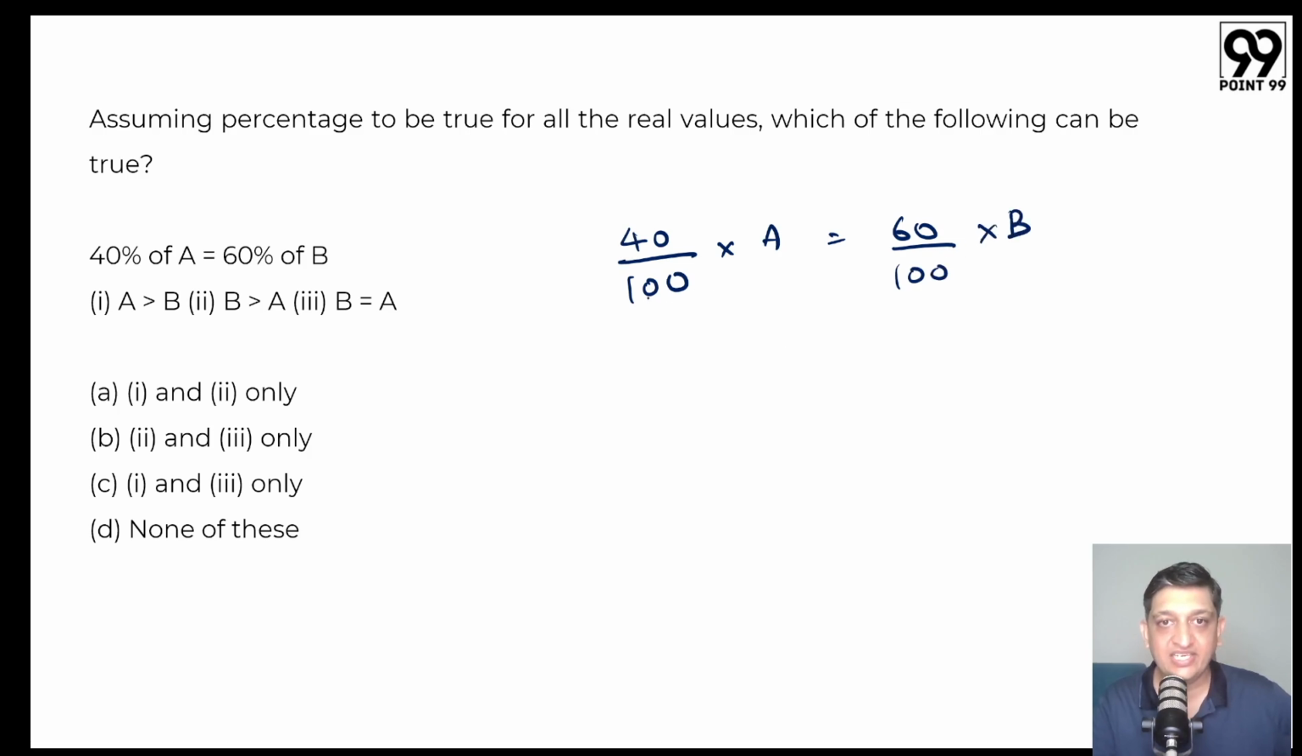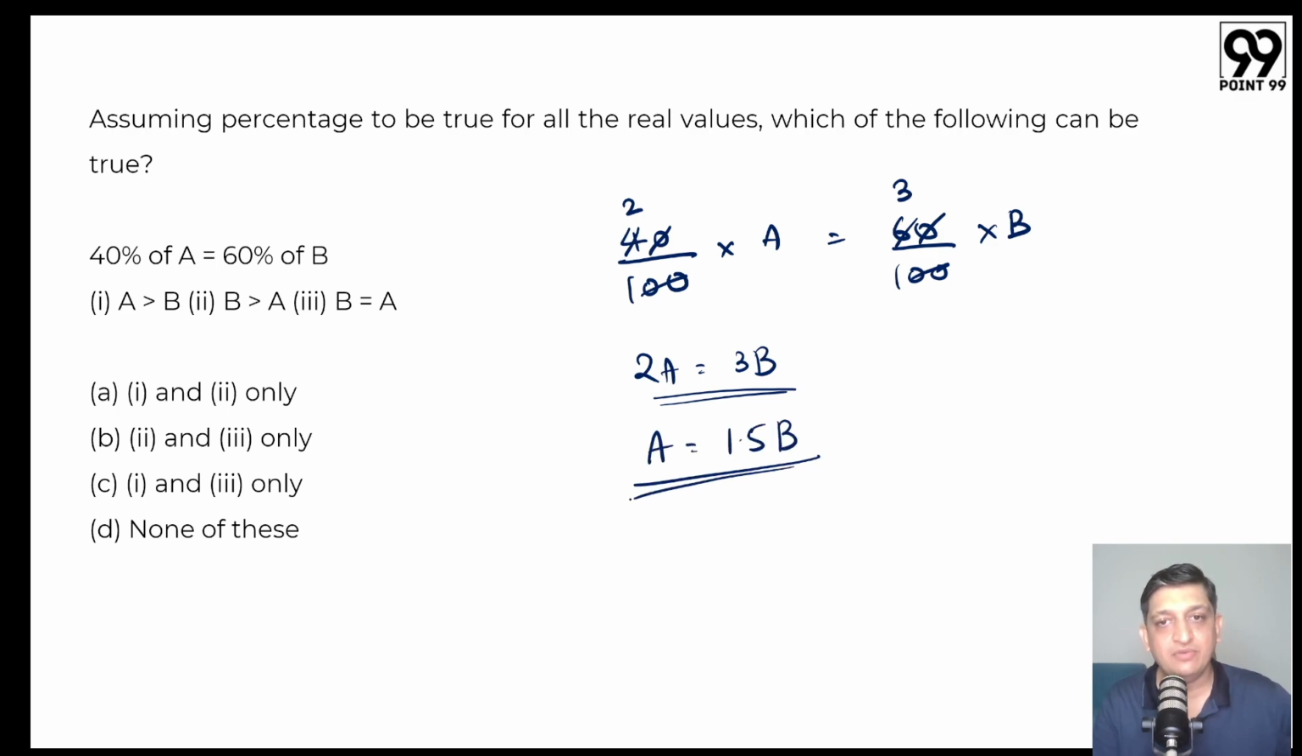Now what we get here is we will be able to cancel out the two zeros from the denominator. I'll be able to remove 2 from both the left hand side and the right hand side, and I am going to get the value of 2A equals 3B. Or I will be able to say that A is going to be equal to 1.5 times B. So whatever is B, A will be magnified 1.5 times.